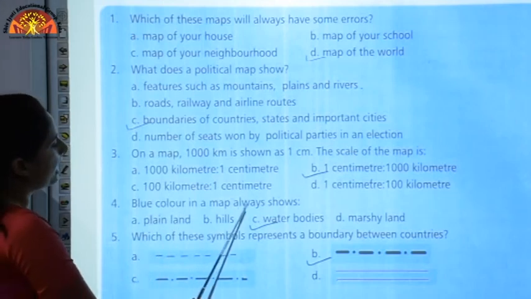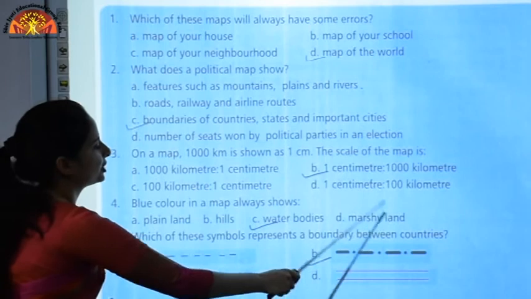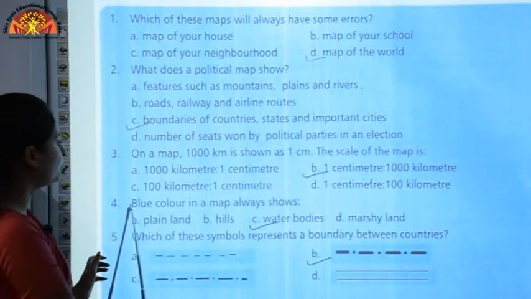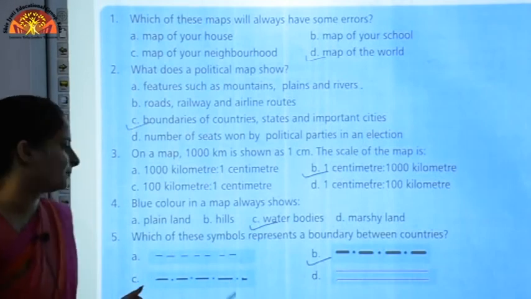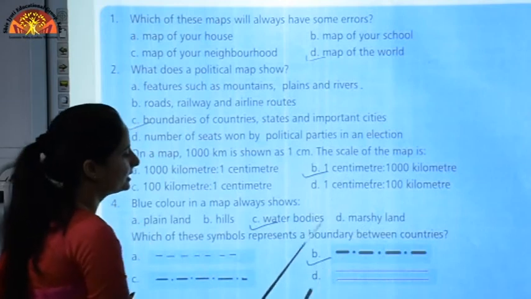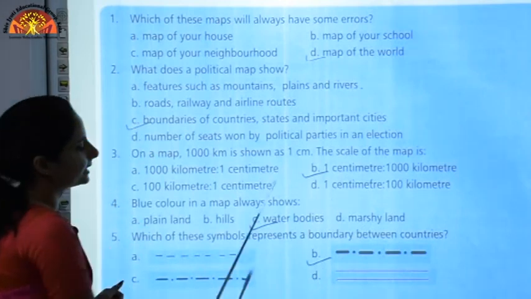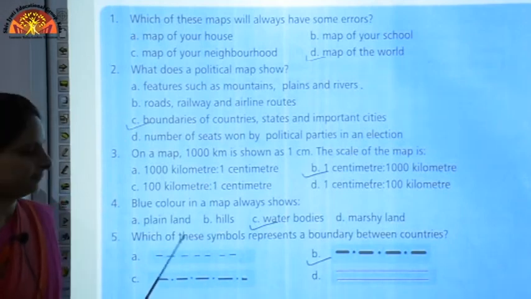Blue color in a map always shows plain land, hills, water bodies, marshy land. As you have read that blue color always shows the water bodies, so option C is the correct option. Which of these symbols represent a boundary between countries? So over here B is the correct option. This symbol will represent the boundaries between 2 countries.